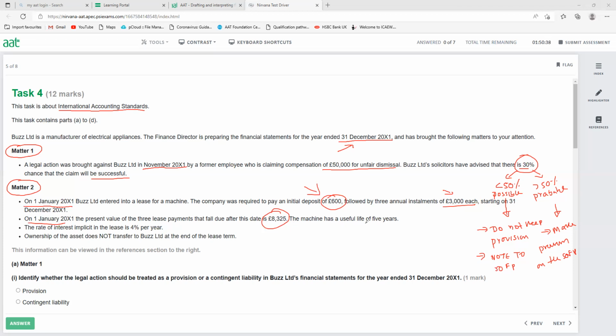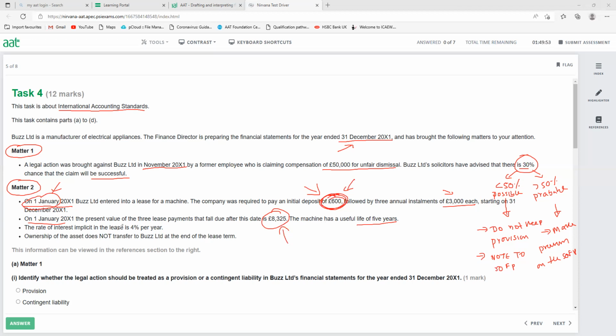The machine has a useful life of 5 years. Remember this 600: we don't have to apply the discount factor. We don't have to change this one to present value because we are on 1st of January. So the value of the 600 on 1st of January is 600. Only the next 3 installments, 3,000 each, we have to change, because I'm going to make those payments in future. The current value of those is 8325, which is given. But 600 is always 600 because we are counting on 1st of January and we make the deposit on 1st of January.